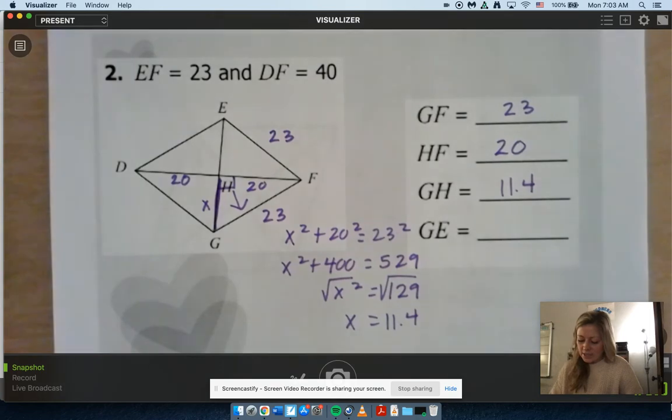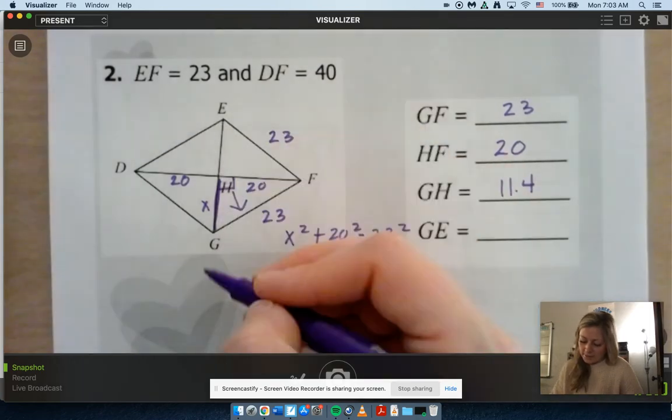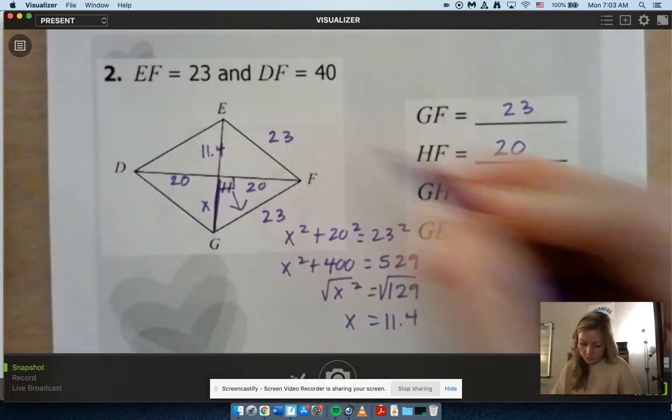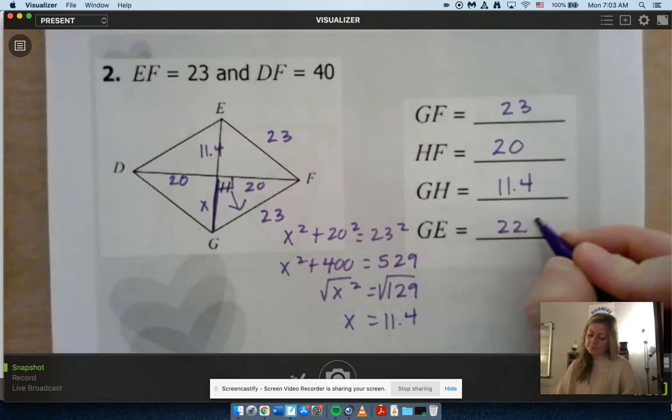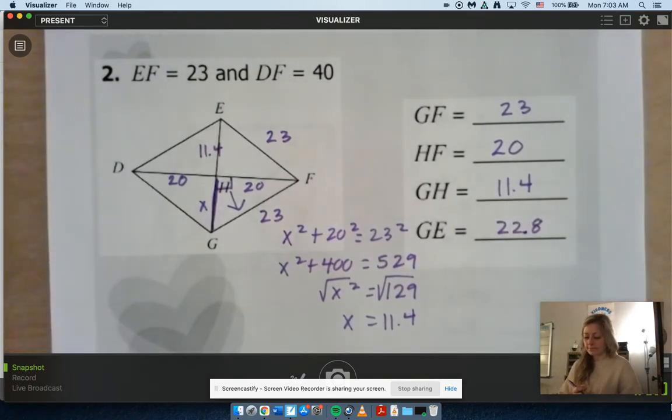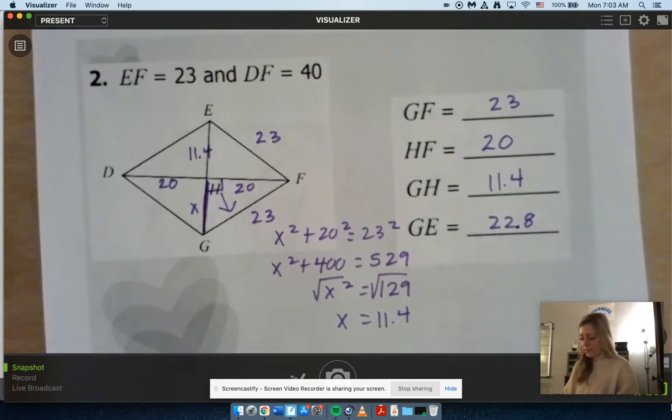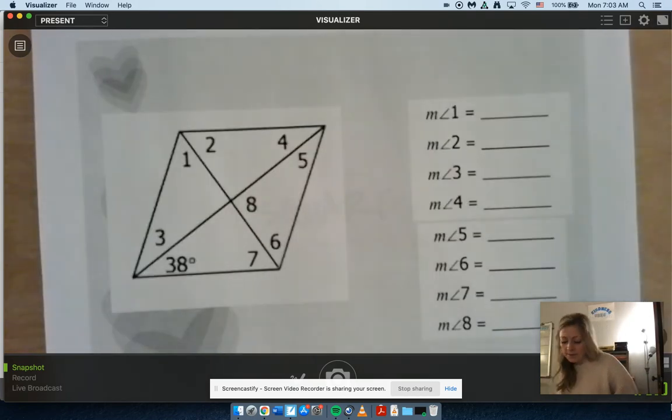And now lastly, GE is that whole diagonal. Again, so if half of it's 11.4, we simply double it, so we get 22.8. Okay. Now let's try work with those angles in a rhombus.